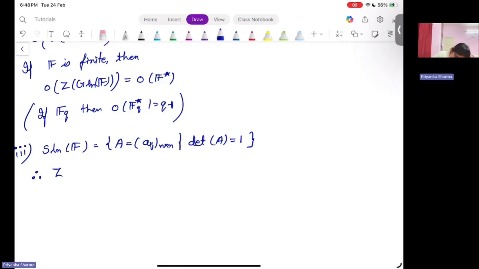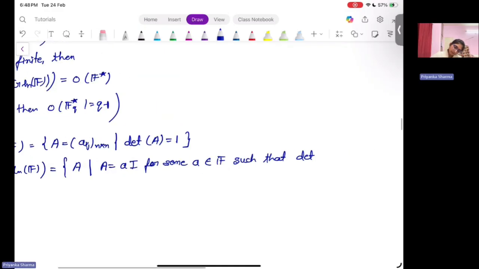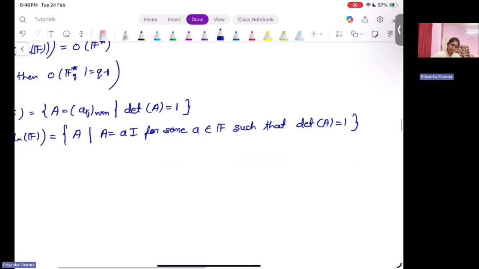And we have another condition. The center of this will be a group of all those matrices such that A is aI for some a belongs to F, such that determinant of A must be 1.